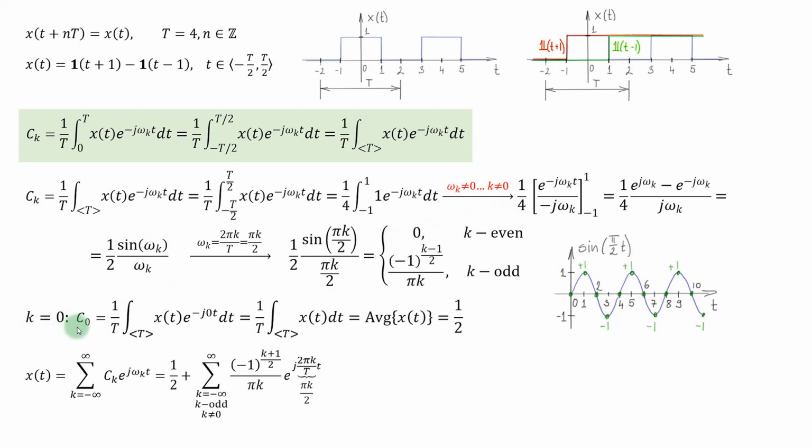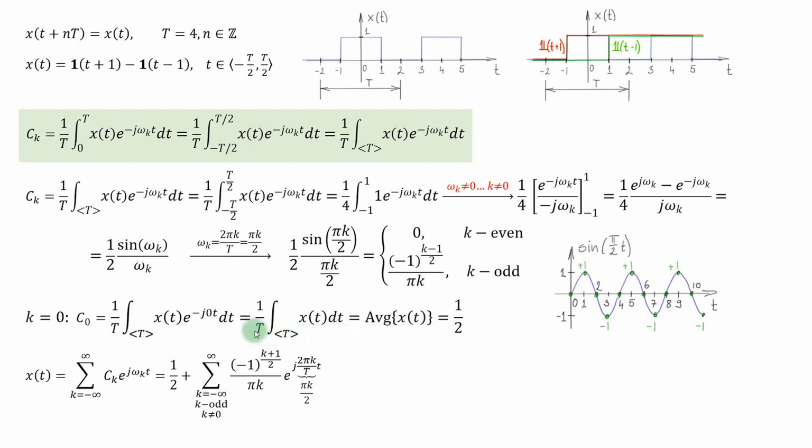So we need to compute the complex amplitude for k is equal to 0. That means that we need to evaluate this integral for omega k equal to 0. That will make the argument of this exponential 0, which will make the value of this entire exponential equal to 1. Thus we need to evaluate this integral.